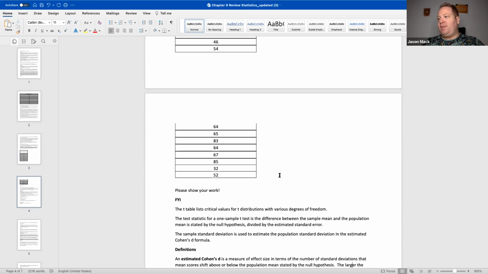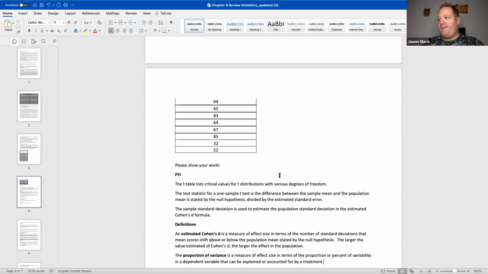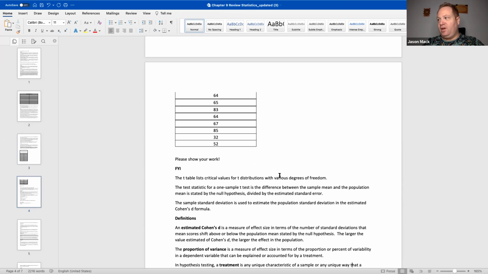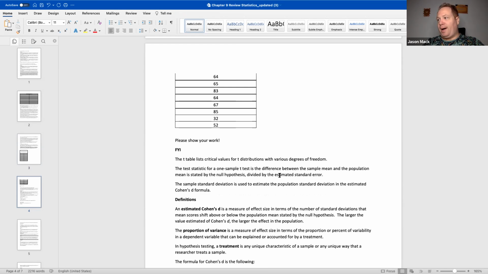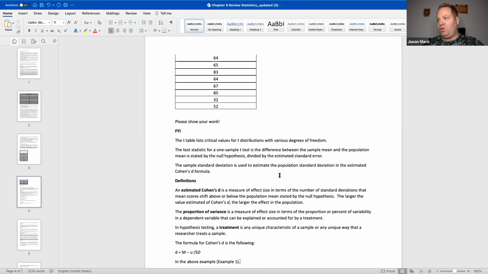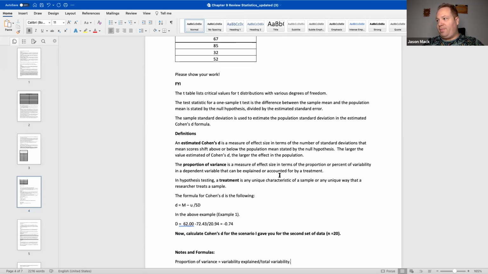FYI, the t-table lists critical values for t-distributions with various degrees of freedom. The t-statistic for a one-sample t-test is the difference between the sample mean and the population mean stated by the null hypothesis divided by the estimated standard error. The sample standard deviation is used to estimate the population standard deviation in the estimated Cohen's d formula. Definitions: an estimated Cohen's d is a measure of effect size in terms of the number of standard deviations that mean scores shift above or below the population mean stated by the null hypothesis. The larger the value of Cohen's d, the larger the effect in the population.